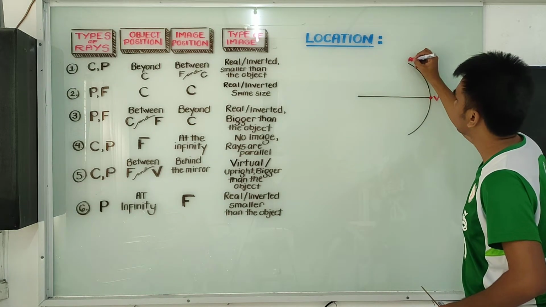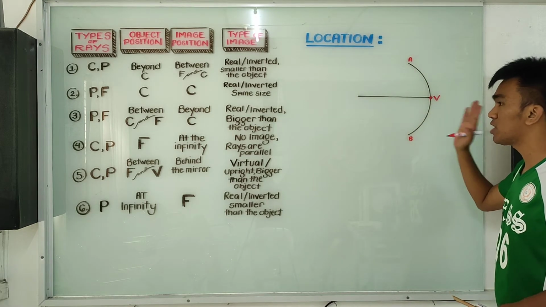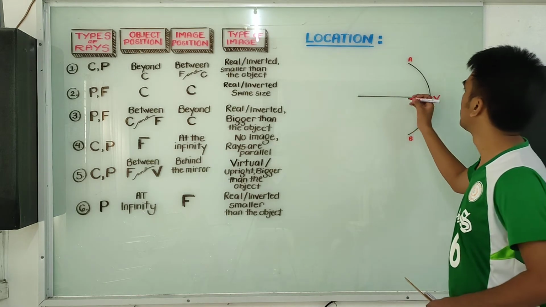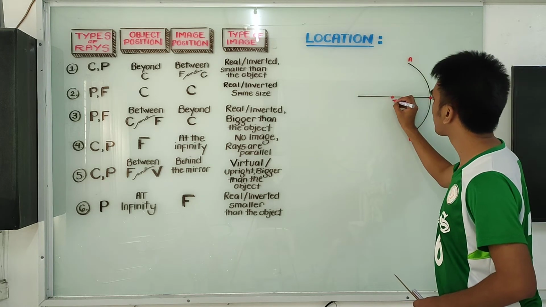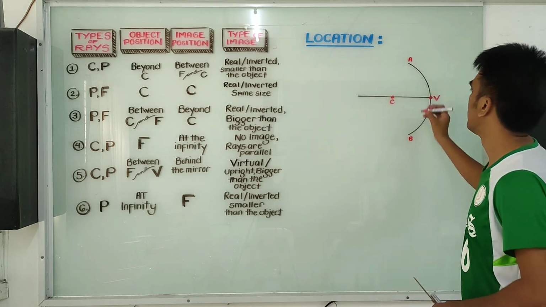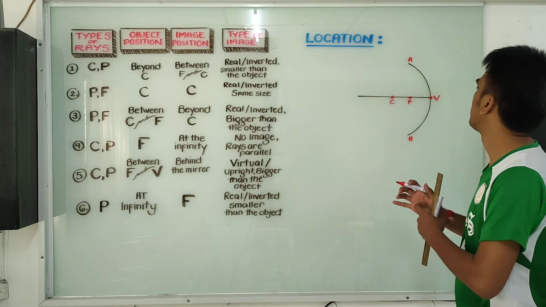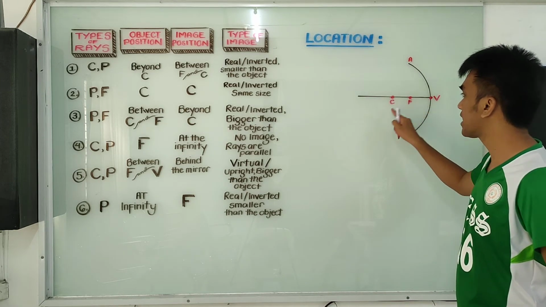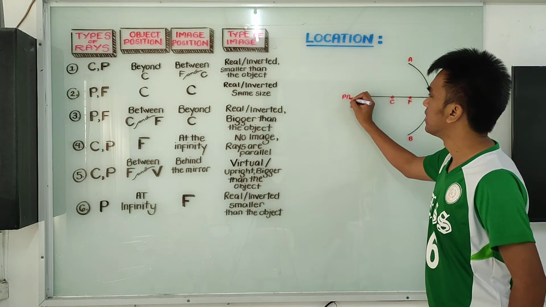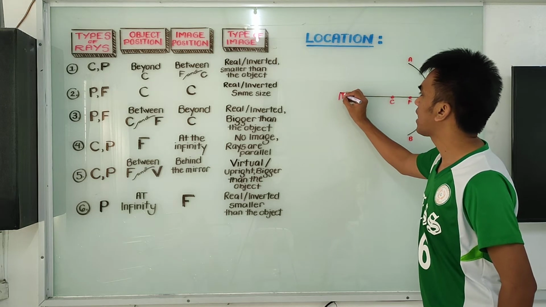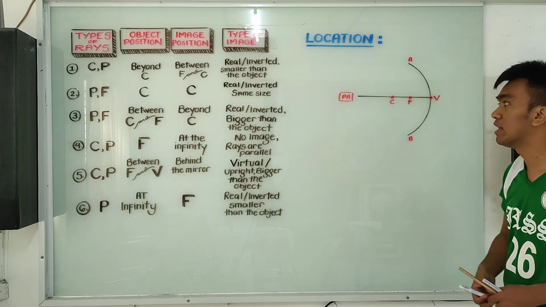This one is the aperture, and the aperture is the width of the mirror. This is the center of curvature, or letter C. This is the focal point, or letter F, and it's located between the vertex and the center of curvature. And this is the principal axis, and the principal axis is a line joining the center of curvature and the vertex.